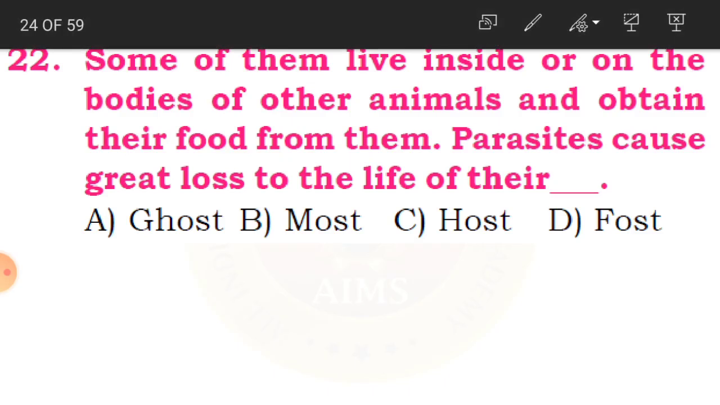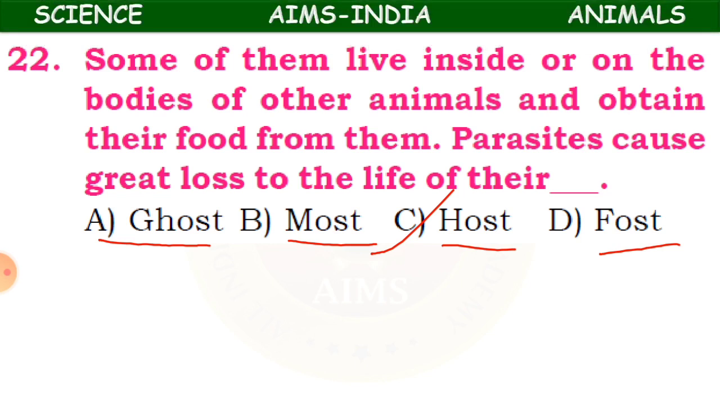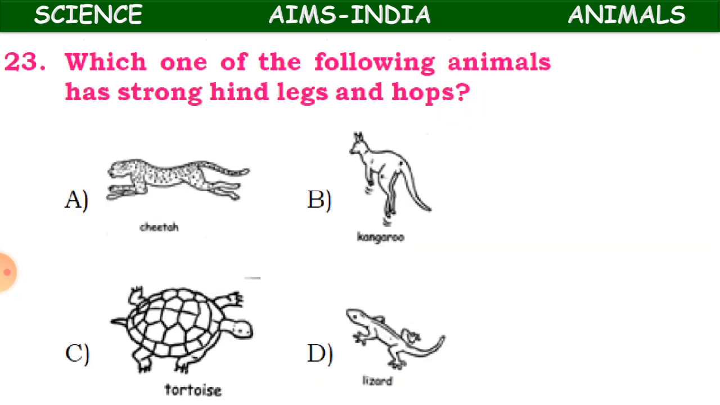So what is that? Option A, ghost; option B, most; option C, host; option D, fast. Yes children, the right answer is host, option C. Host means the body on which they are living, or in which body they are living. Clear children? Now the 23rd one.